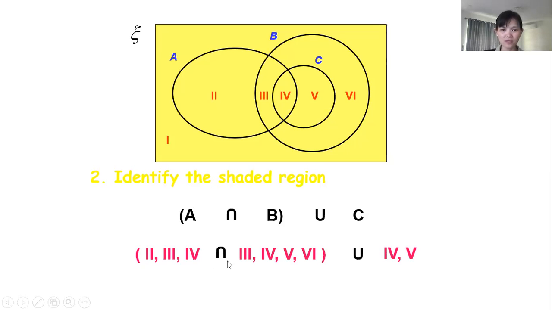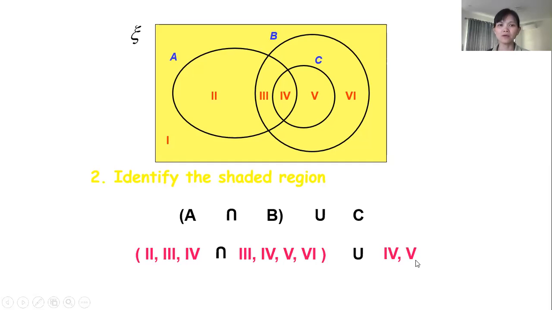Intersection, we write down intersection. B, now we refer to B. B is 3, 4, 5, 6. Union, we follow union. C, we look at C, which is 4 and 5. So 4 and 5.